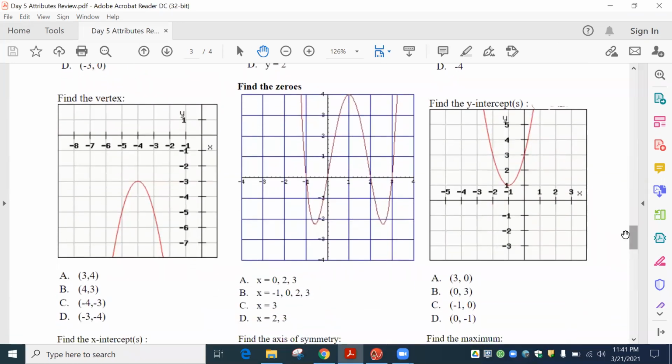All right, keyword here is vertex. So vertex is the very top or the very bottom, and it is the x and the y. And all we care about here, well, I don't want to say all we care about, but the first and main thing we care about is the x. So what's the x coordinate right there? -4. Which one has a -4? C.